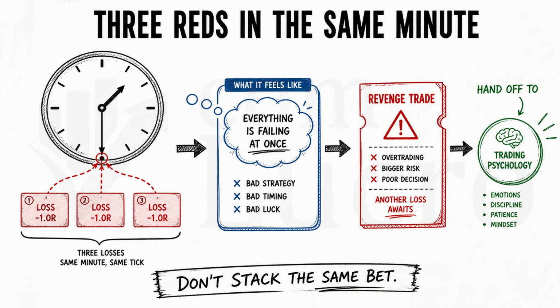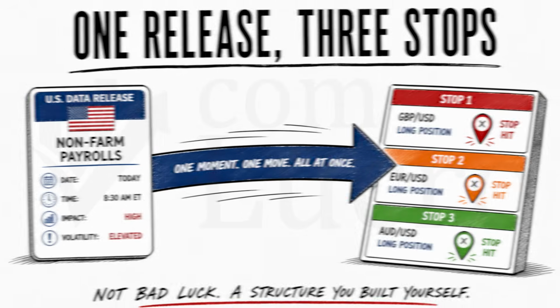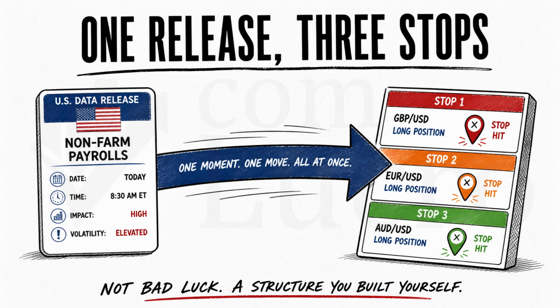There's a human cost too, and it's bigger than people expect. 3 losses arriving in the same minute doesn't feel like one idea being wrong. It feels like everything failing at once. That's how a manageable loss turns into a revenge trade. How you carry that is trading psychology's territory, but the way you avoid it lives right here. Don't stack the same bet. It also quietly destroys the protection you thought your stops were giving you.